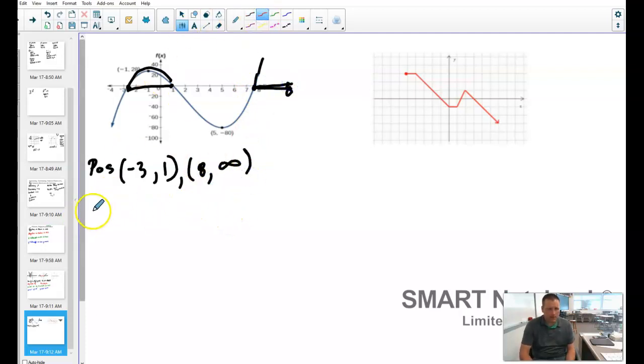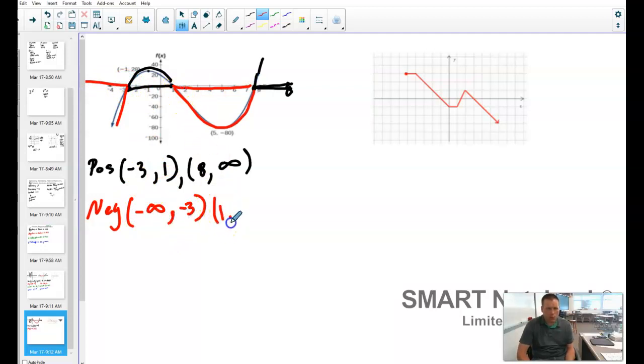Okay, my negative. For my negative, I've got here and I've got here, which takes up this part of my x-axis and this part of my x-axis. So working left to right, that'd be -infinity to -3. And then 1 to 8. My x-intercepts, I've got multiple for this. I'm just going to go x equals. I've got one here at -3, at 1, and at 8. So -3, 1, and 8 is how I'd write that.